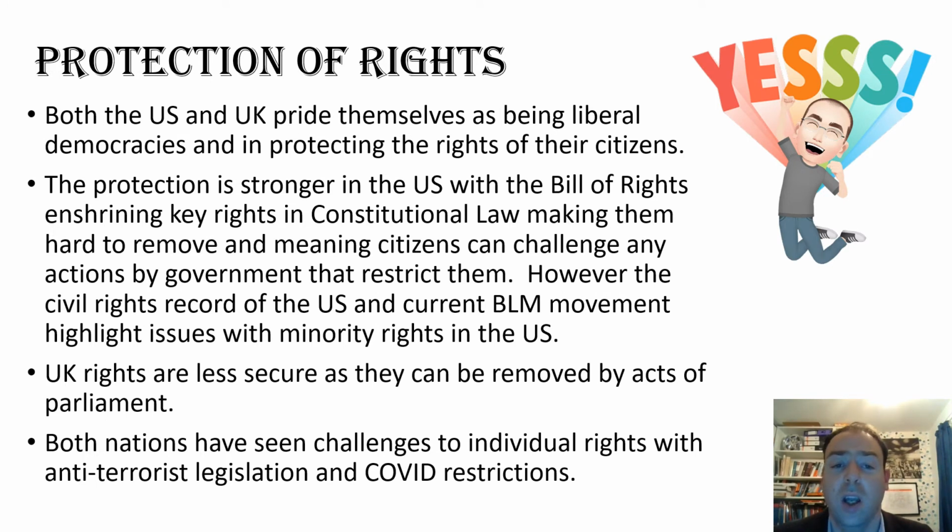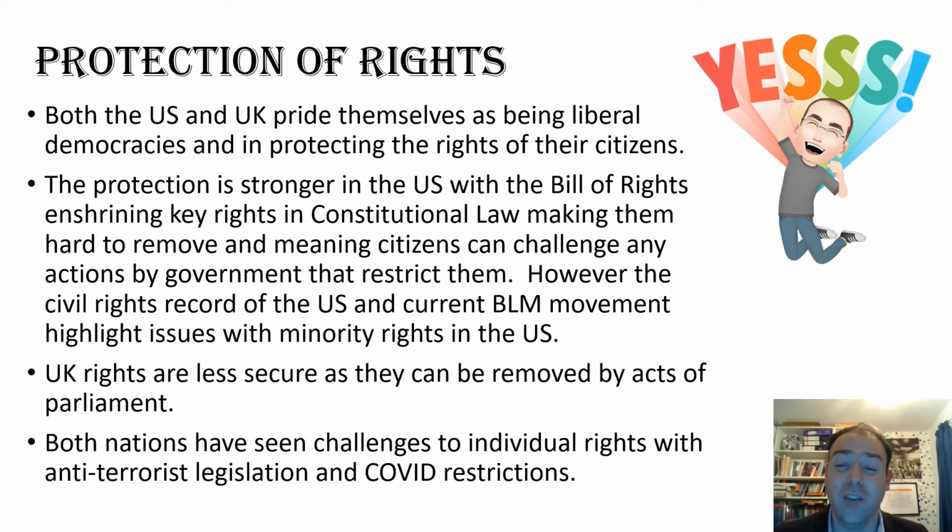Both the US and the UK pride themselves on being liberal democracies and protecting the rights of their citizens. Now, the way that they do this is different, and you could argue that the strength of that protection is different as well. And the US seems to have the strongest system because it's got the Bill of Rights enshrining a whole range of key constitutional rights into constitutional law, which is superior to any other law in America, and therefore to get rid of them you'd have to amend the Constitution, and your chances of doing that are fairly slim because amendment is really difficult.